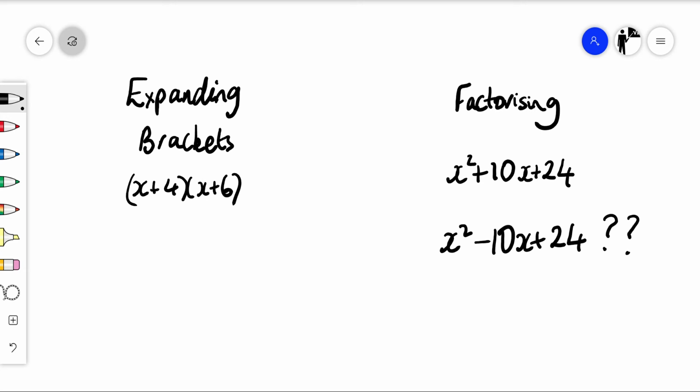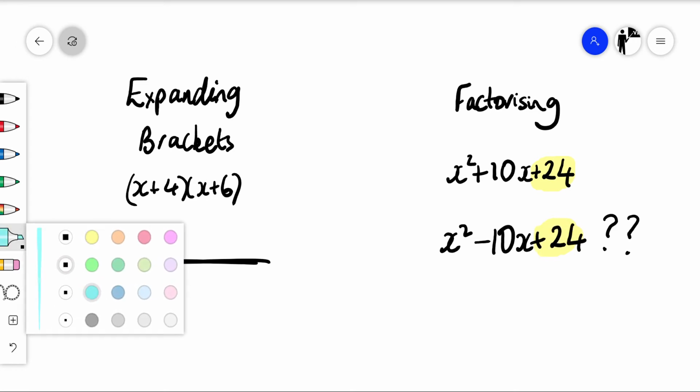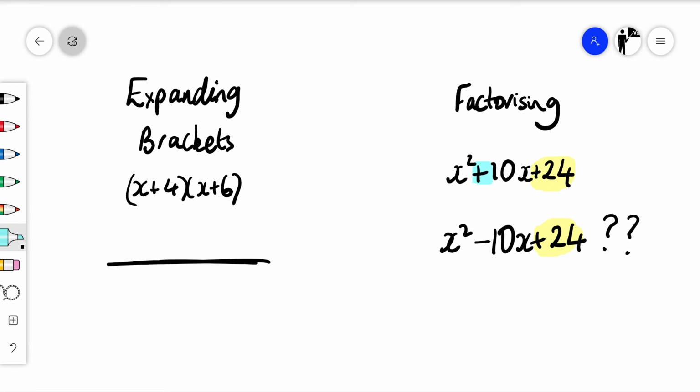What would the brackets have to be here? I want you to have a look at a few things that are similar and different about these two questions. Notice how they both end in plus 24. But notice, I'll do this in blue, that here we've got a plus 10x and here we've got a minus 10x. In actual fact, the brackets we have to expand are going to be x minus 4, x minus 6. And we'll have a look at a few examples as to why that is the case.